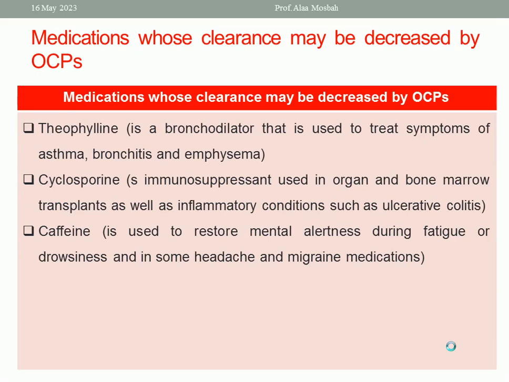Okay, medications whose clearance may be decreased by oral contraceptive pills. Theophylline, all of us know this is a bronchodilator used to treat symptoms of asthma, bronchitis, emphysema, and many chest problems. Cyclosporin is an immune suppressant used in organ and bone marrow transplants as well as in inflammatory conditions like ulcerative colitis and others.